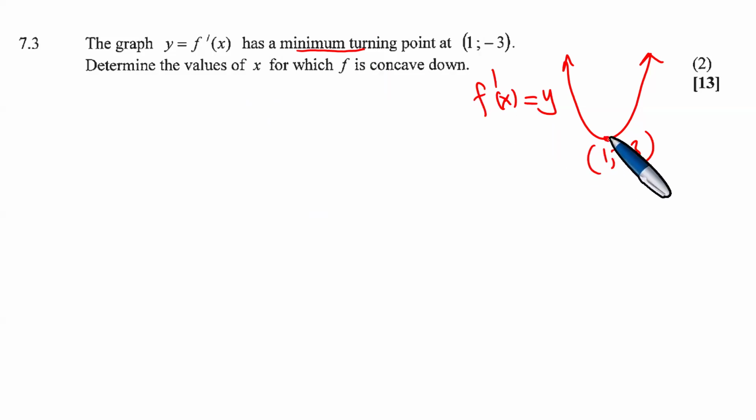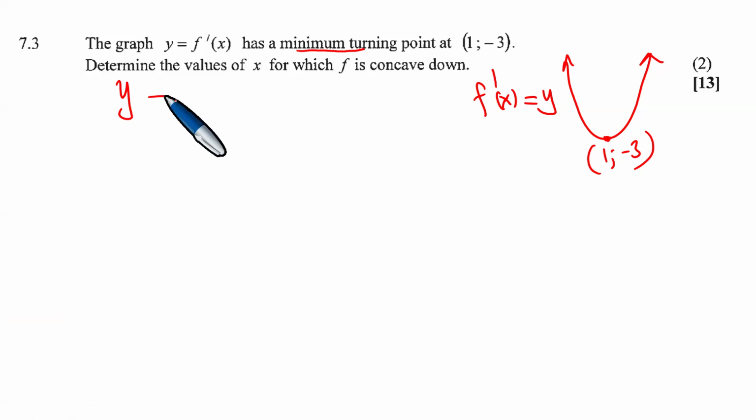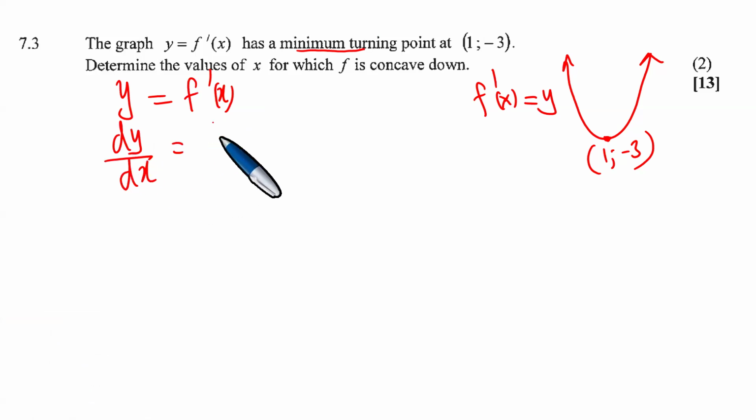What does it mean that this is a minimum turning point? Well, we're going to analyze that. What it means is that we can find dy dx, or let's write it like this. So let's start by saying y is f prime of x. dy dx is f double prime of x. So you can find the derivative of this, because if you're given a function, then you can find dy dx of the function, and the function is f prime of x, so the derivative becomes f double prime of x.